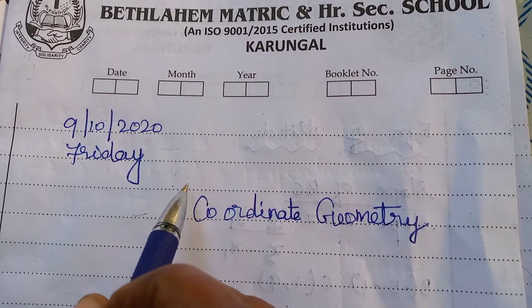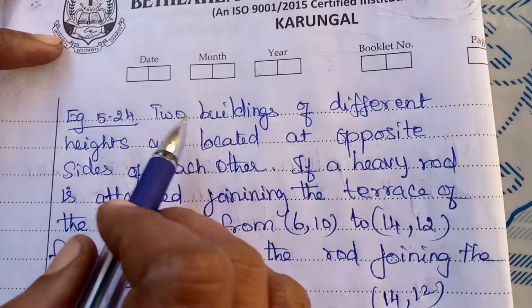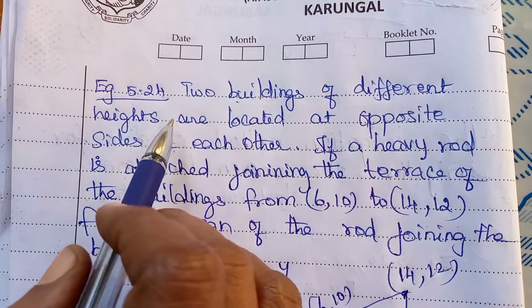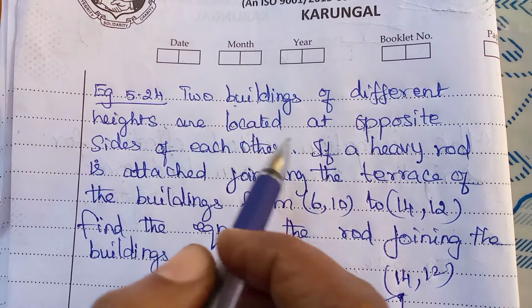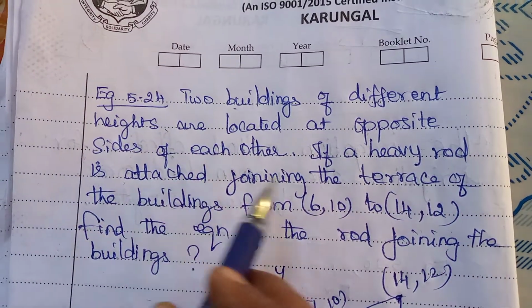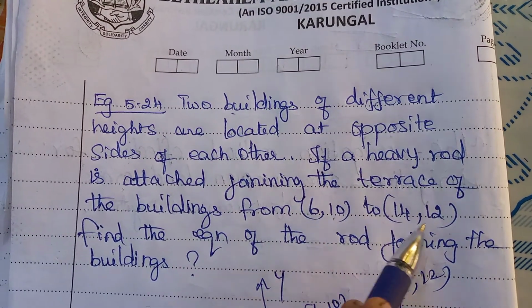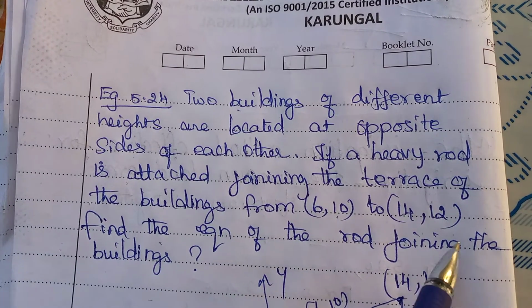All of you take your note and book, students. Let's write example 5.24. Two buildings of different heights are located at opposite sides of each other. If a heavy rod is attached joining the terrace of the buildings from (6,10) to (14,12), find the equation of the rod joining the buildings.